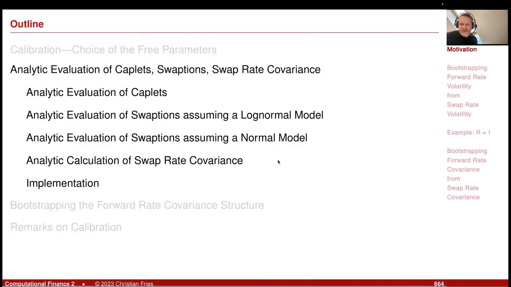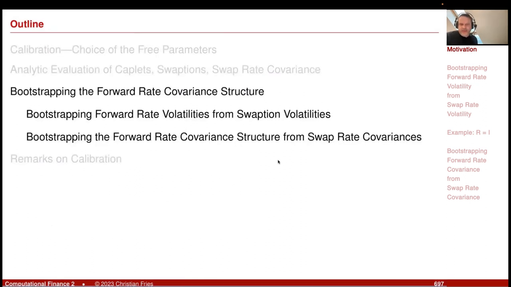also linked to calibration is, can you find a fast analytic formula for such a calibration product? So a financial product that is used to infer the value of a certain parameter or certain parameters. So now endowed with these two things, I would like to discuss bootstrapping the forward rate covariance structure from the swap rate covariance structure. And that's somehow the next step, combining the two: that we know that there is a certain special dependency structure and that we have an analytic evaluation formula to be even faster in the calibration.